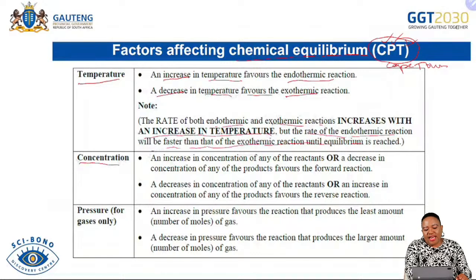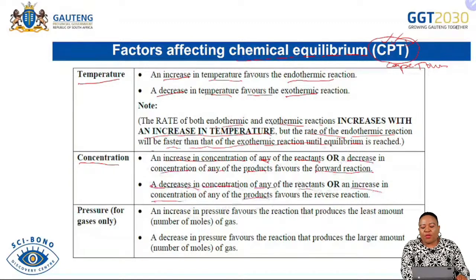Then concentration. An increase in the concentration of any of the reactants, or a decrease in the concentration of any of the products, favors the forward reaction. So if you increase the concentration of one of the reactants, you expect the forward reaction to be favored. Or if you decrease the concentration of your product, you also expect your forward reaction to be favored. But the decrease is the opposite. If you decrease the concentration of any of the reactants, or increase the concentration of any of the products, it will favor the reverse reaction.